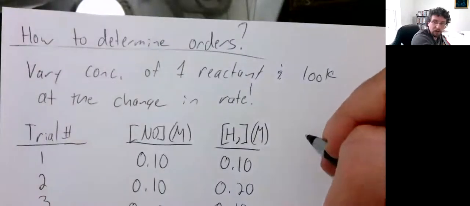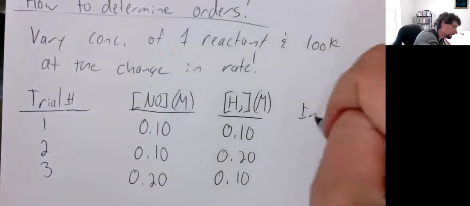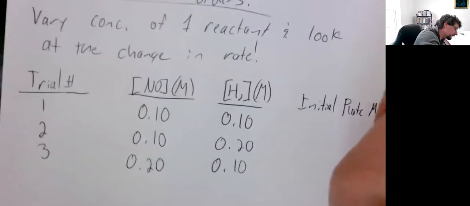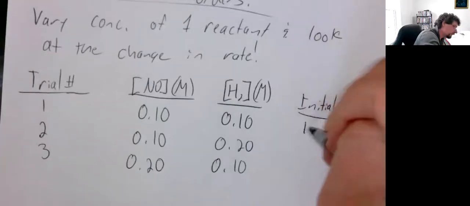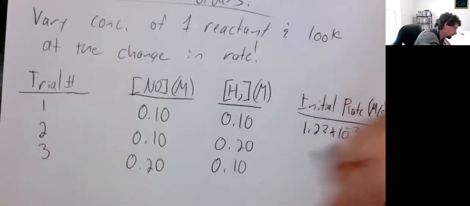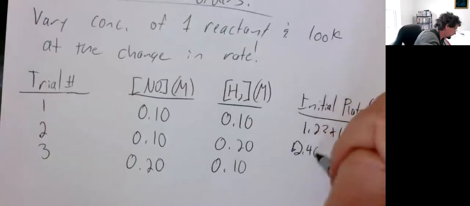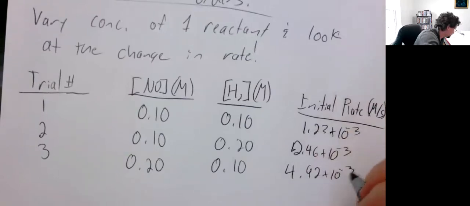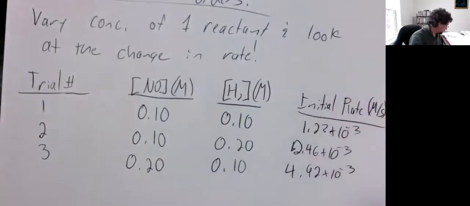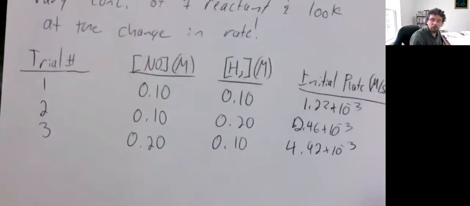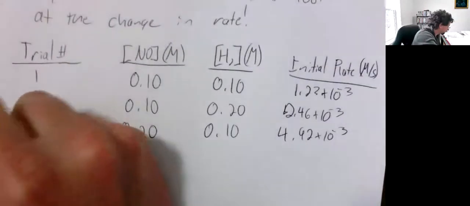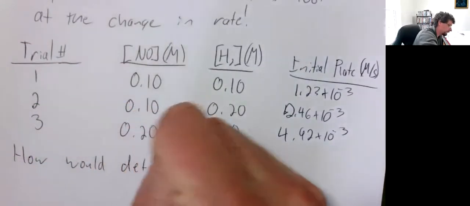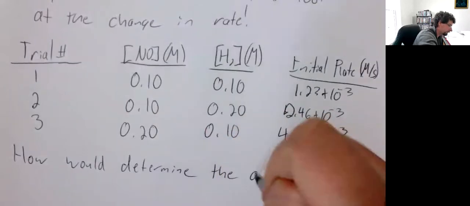And then we have our rate, or our initial rate, reported in molarity per second. That's usually what rates are reported in. 1.23 times 10 to the minus 3, 2.46 times 10 to the minus 3, and 4.92 times 10 to the minus 3. So we're going to ask the question, how would we determine the order with respect to NO?